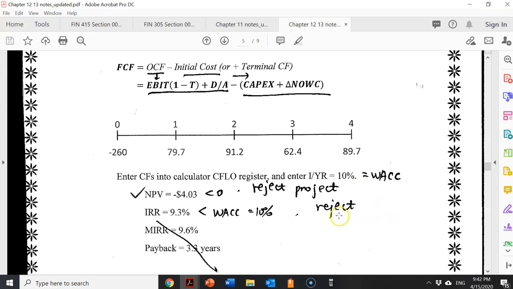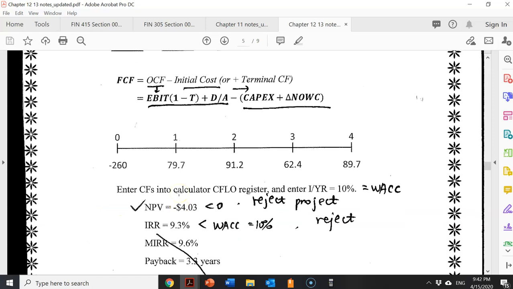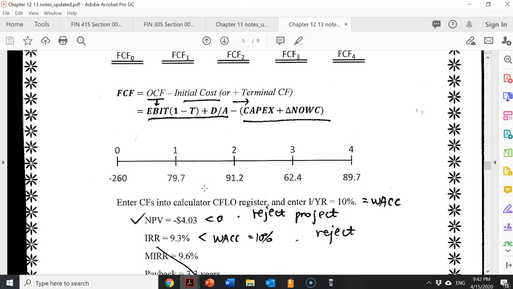For more practice on how to calculate free cash flow or NPV or IRR, you can look at the practice problems on Aplia or Cengage.